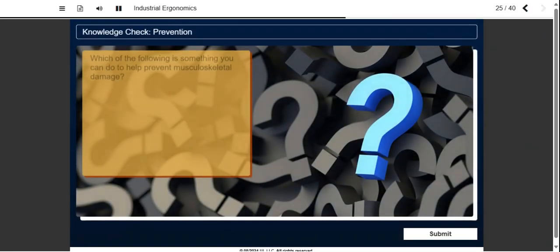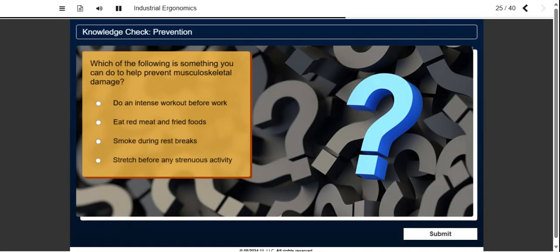Which of the following is something you can do to help prevent musculoskeletal damage?